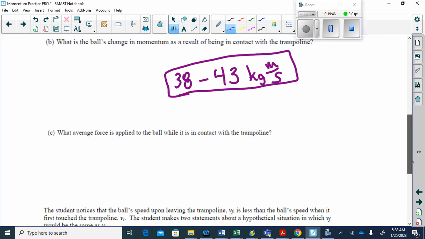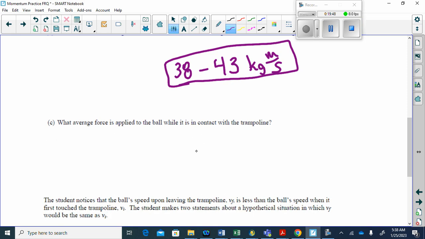Moving on to part C for the next points. For point 5, what average force is applied to the ball when it's in contact with the trampoline? So to figure that out, we just figured out the change in momentum. How is that related to the force? It's the impulse. So this is probably the easiest way to do this. It is not the only way.